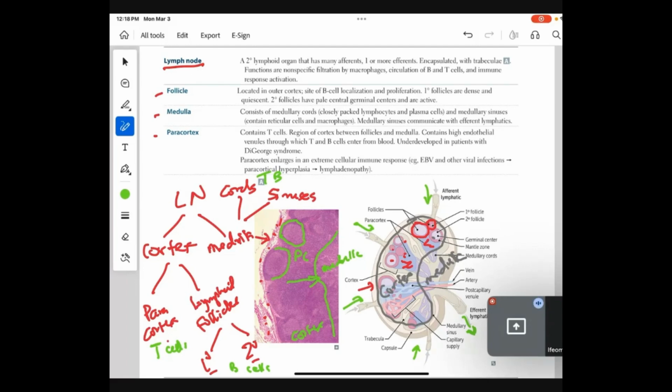In the medulla, your B and T cells will be in the cords. Then the sinuses are unique. That's where you have your macrophages. All these cells we're talking about, we'll describe in detail in our next lecture.